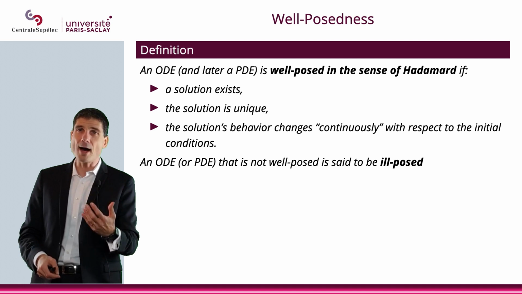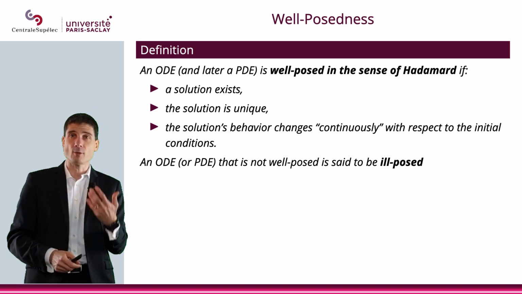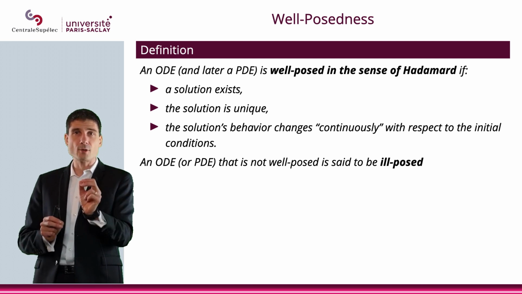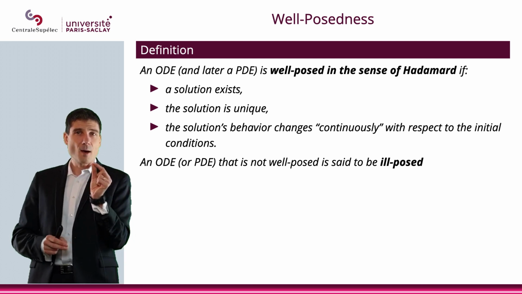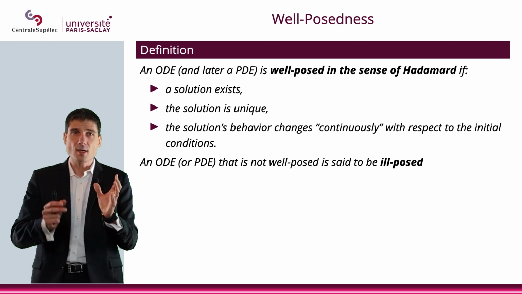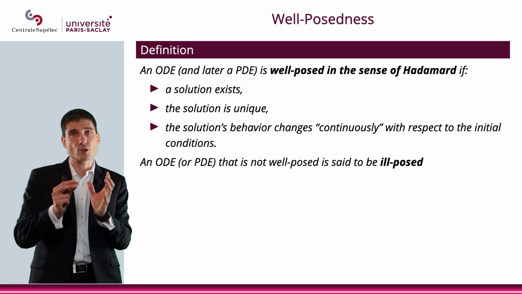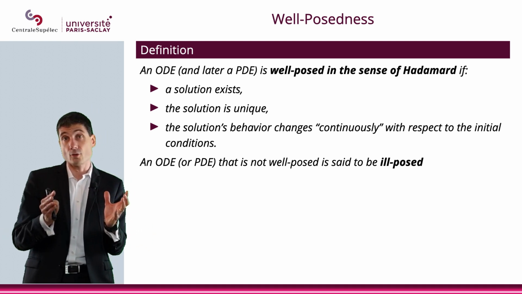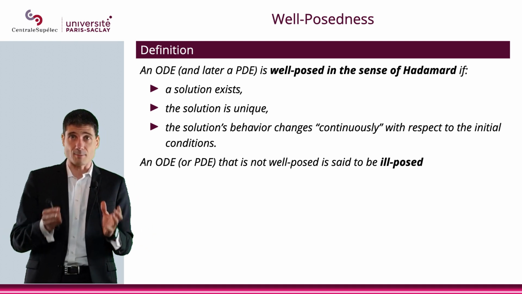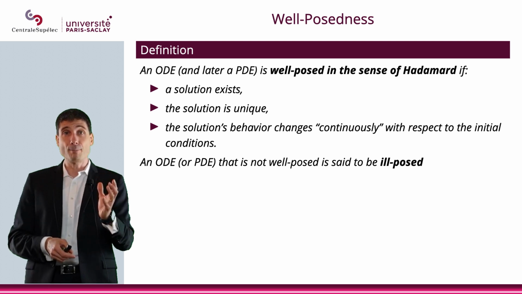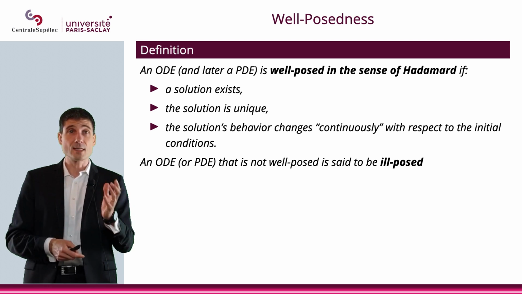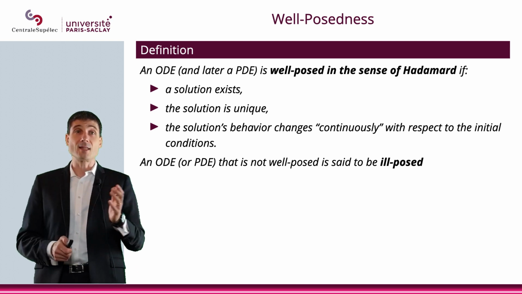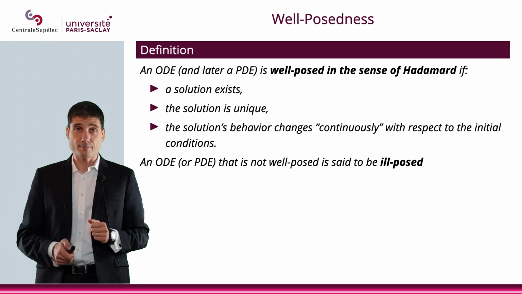And you can see why this is important from an engineering point of view, because you never really have the exact measurement, or you never really have the exact possibility to set a value. So it is important that a small perturbation will not completely destroy your model, or your system. It's really important. That's why well-posedness in the sense of Hadamard is so important. And if it's not the case, then we say that the ODE is ill-posed.